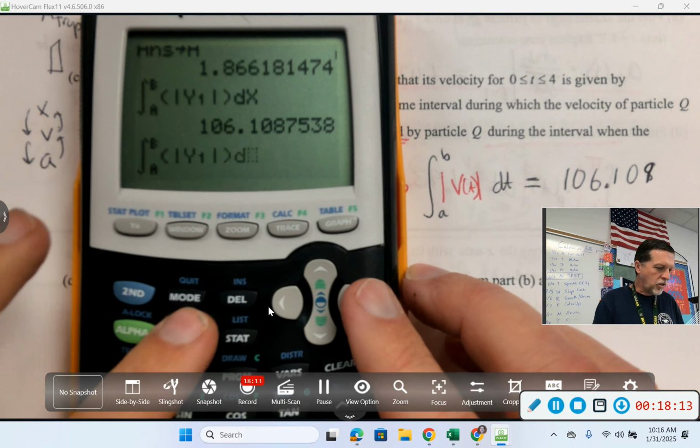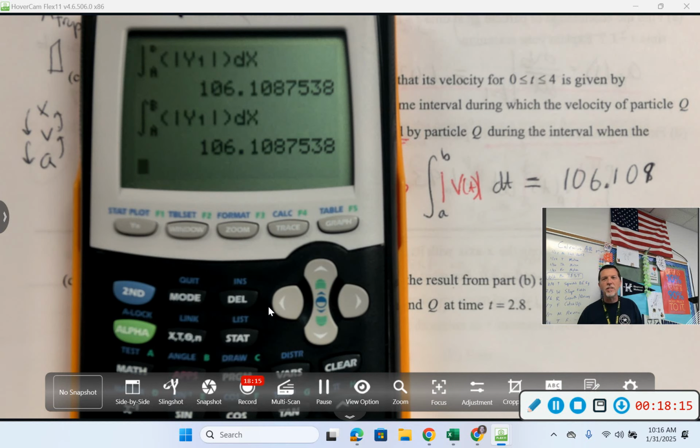How many buttons can you push to finally get the antiderivative we're looking for?